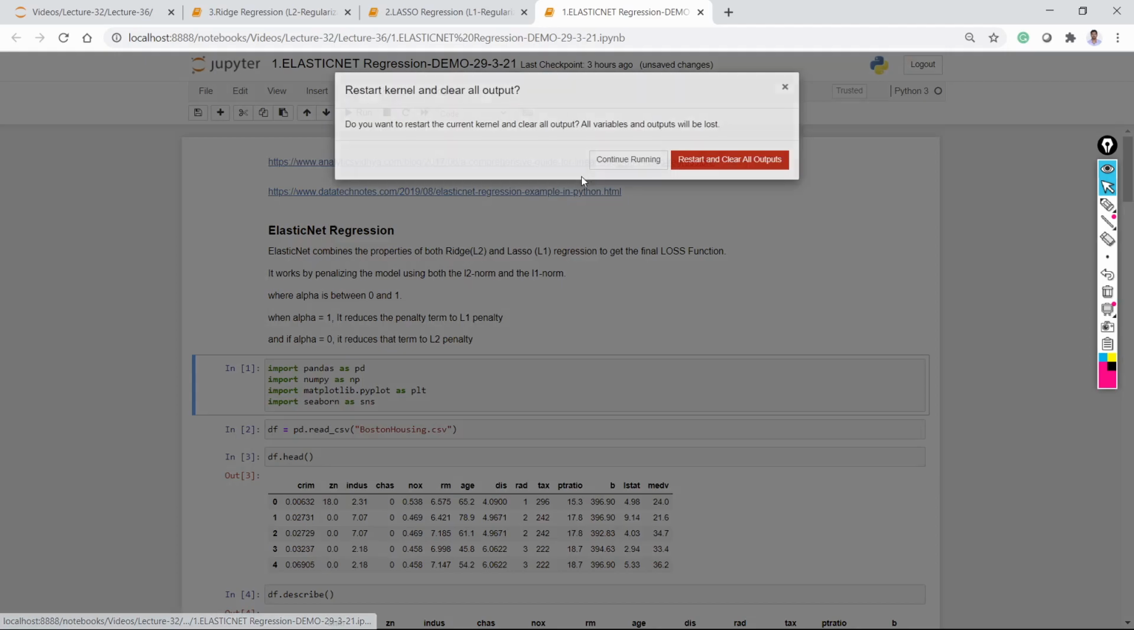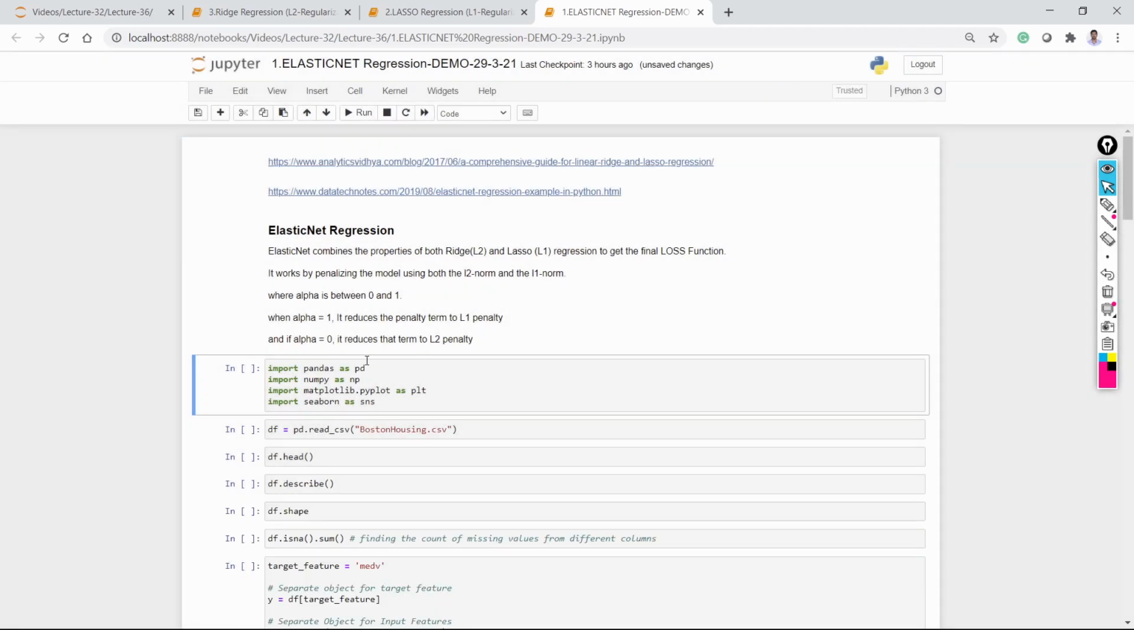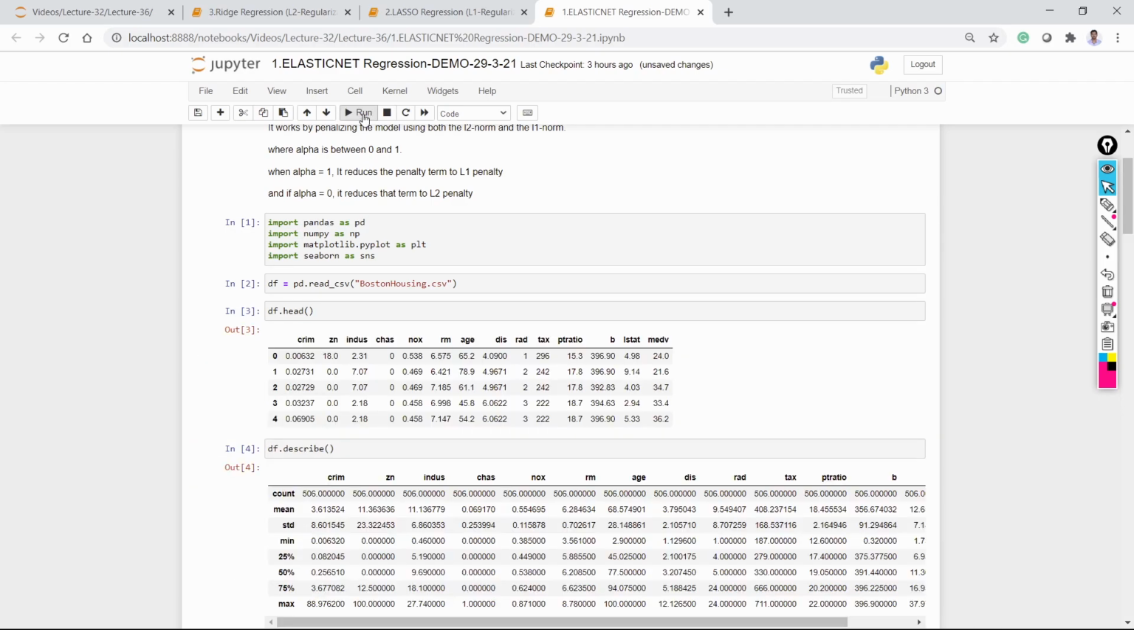Here I am taking the same dataset which I explained in previous lectures, that is the Boston house price data. First I am importing the required libraries: pandas, numpy, matplotlib and seaborn. Next I am importing the dataset. So this is the data.